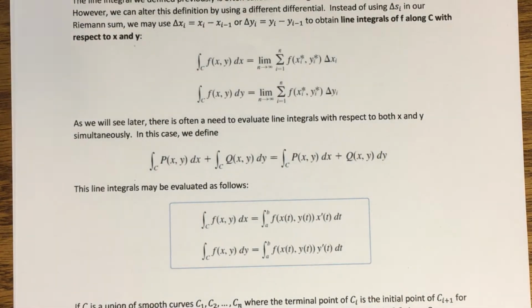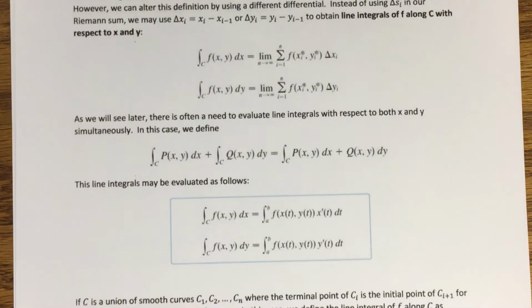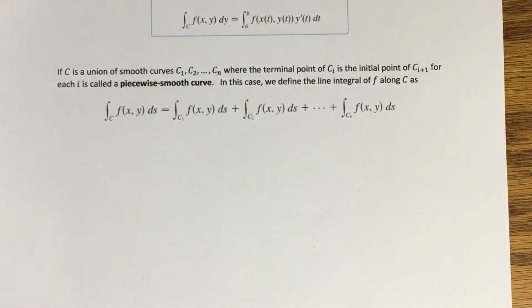Right now, I'm not giving much motivation for why integrals like this exist, why we define an integral this way. We're going to make those connections later. Right now, we just need to know how to evaluate these. So we'll do an example with that in a minute, but I'm also going to talk about something that comes up a lot throughout this chapter, something called the piecewise smooth curve.